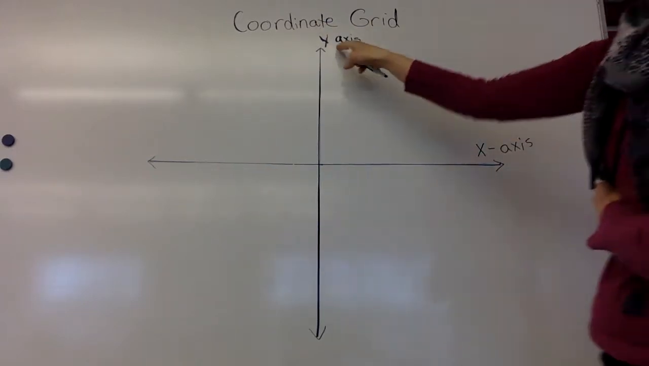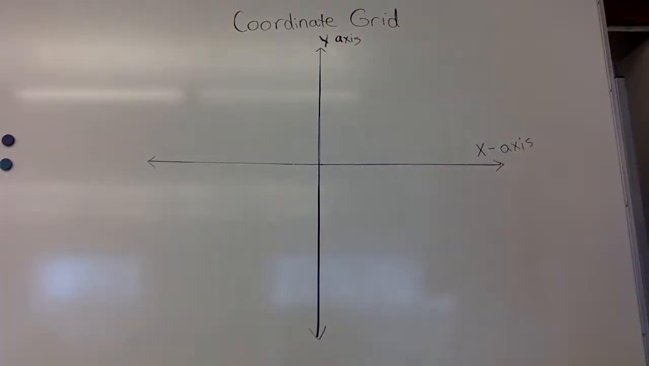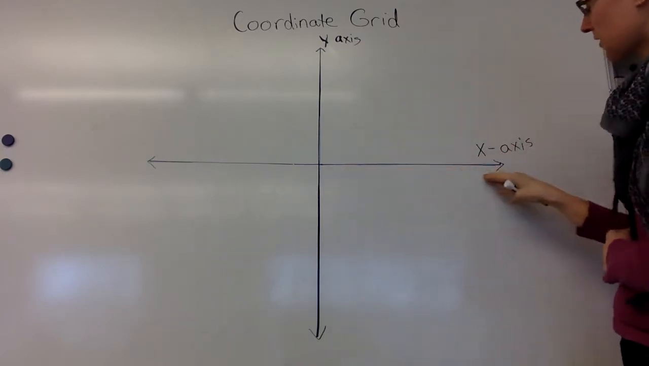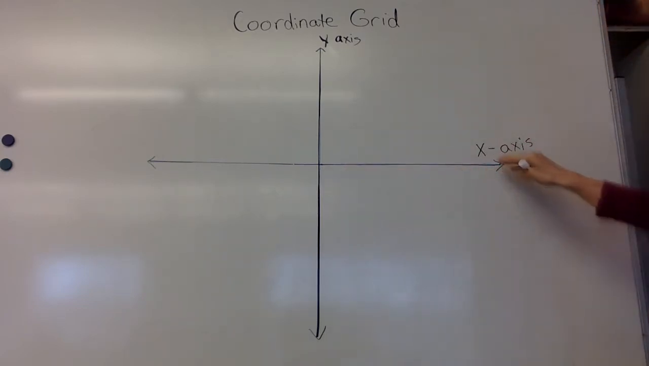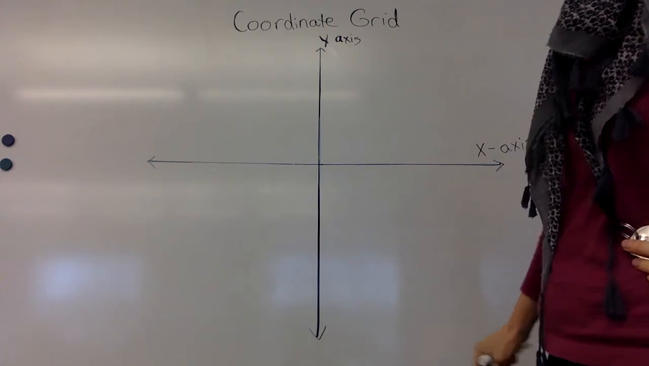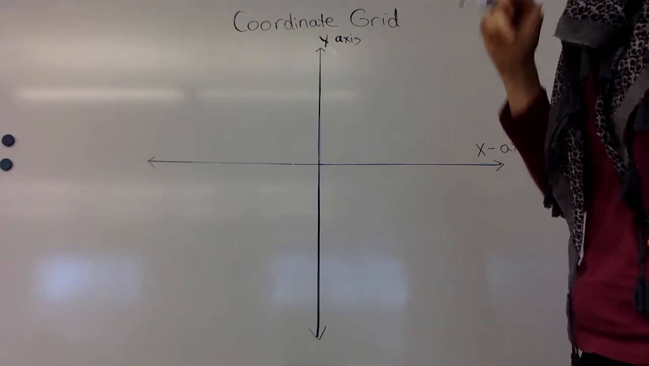Now, the arrows at the end of the axis mean that they go on forever. So that means that even though I'm going to put some values for numbers on the x-axis, the numbers actually go on forever. And even though I'm going to put some numbers for my y-axis, they go on forever.